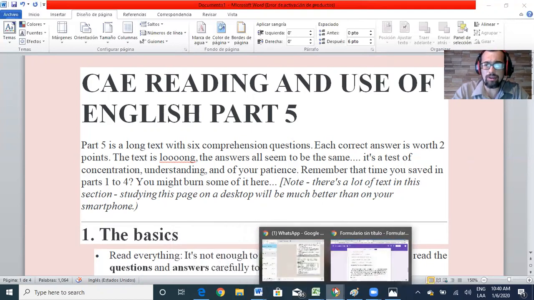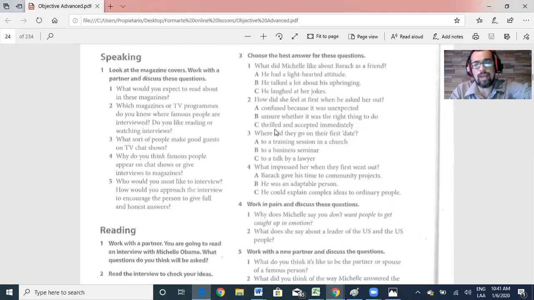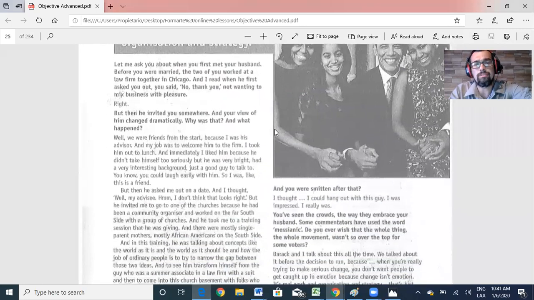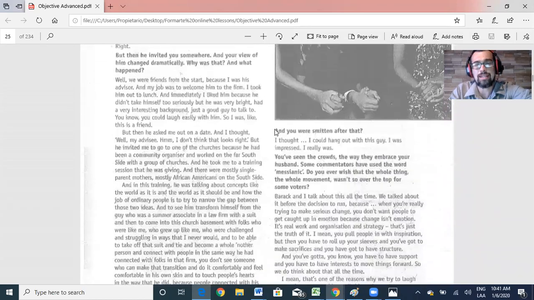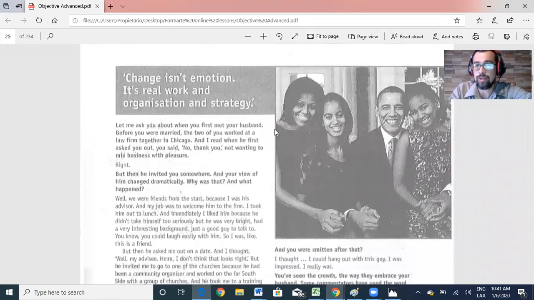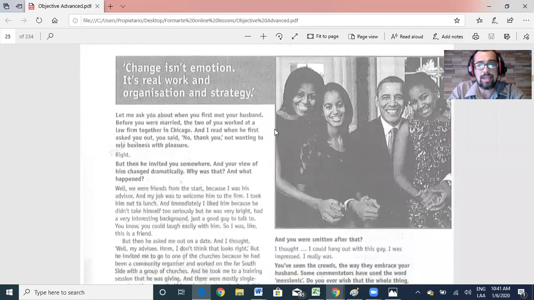Okay, so what they recommend here, and let's go very quickly to our text in the booklet, so that you can see how this works. This is a real text, like a text that you're going to find in the real test. In this case, it says, change is an emotion. It's real work and organization and strategy. So it tells us about the Obama family.